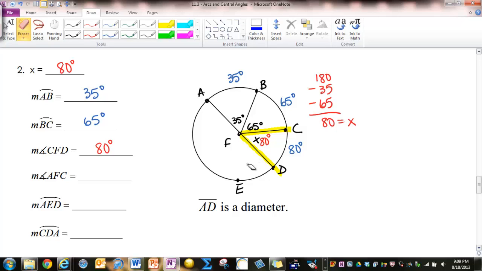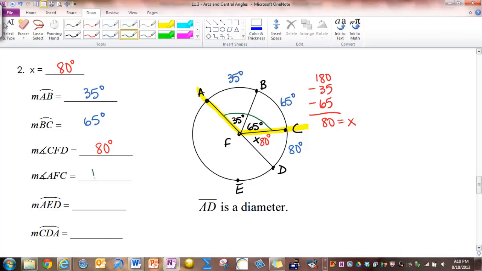Next is the measure of angle AFC. Angle AFC is shown here in yellow, which is just the 35 degrees and the 65 degrees right here added together. So 35 plus 65 is going to be 100 degrees, because 35 degrees plus 65 degrees is 100 degrees.